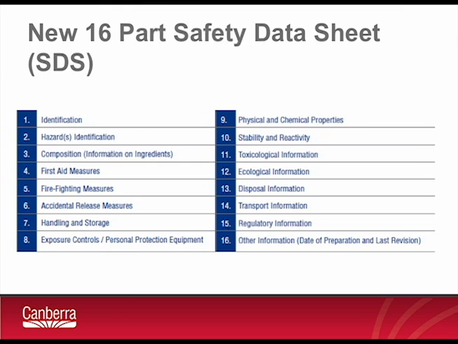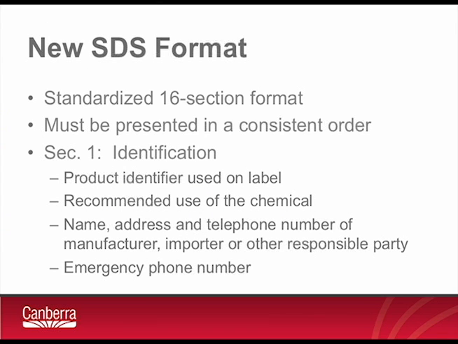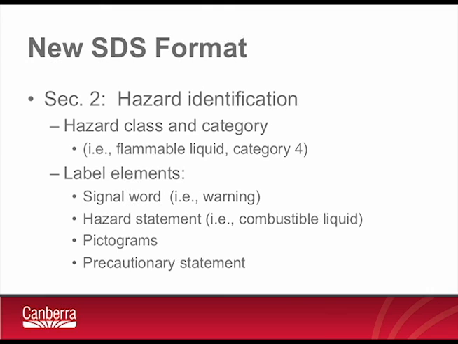Each product will have a new 16-part safety data sheet, or SDS, that is compliant with the new Globally Harmonized System of Classification of Chemicals. The 16-part SDS must be presented in a consistent order. Section 1 is the identification. The same product identifier is used on the label. Section 2 is the hazard identification and should include the signal word, hazard statement, pictogram, and precautionary statements.